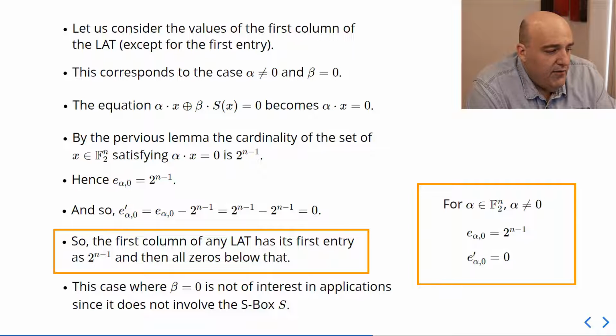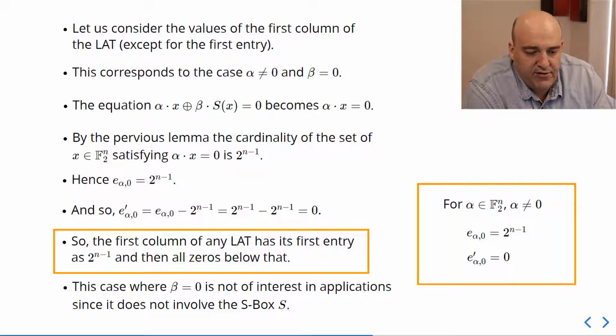And once we know E alpha 0, we can easily find E prime alpha 0. Just do E alpha 0 minus 2 to the n minus 1. And we end up with 2 to the n minus 1 minus 2 to the n minus 1, which is 0. So we've just proven that the first column of any LAT, we understand it. The first entry is 2 to the n minus 1, and then everything below it is zeros. We write that in our box on the right-hand side to summarize what we're doing here.